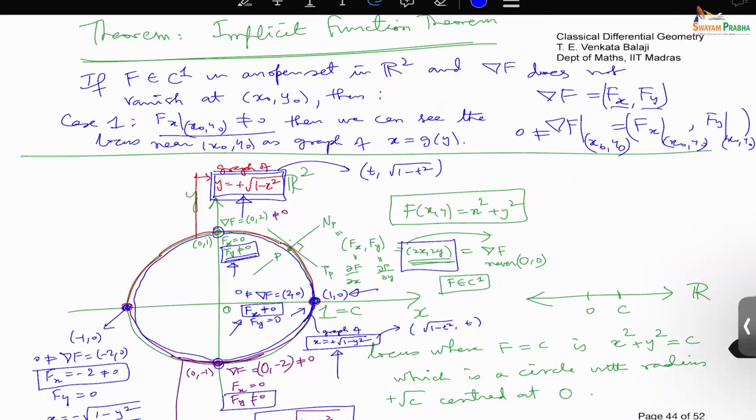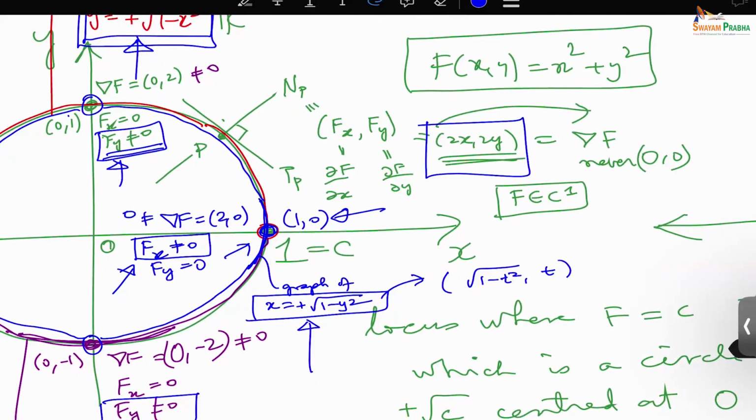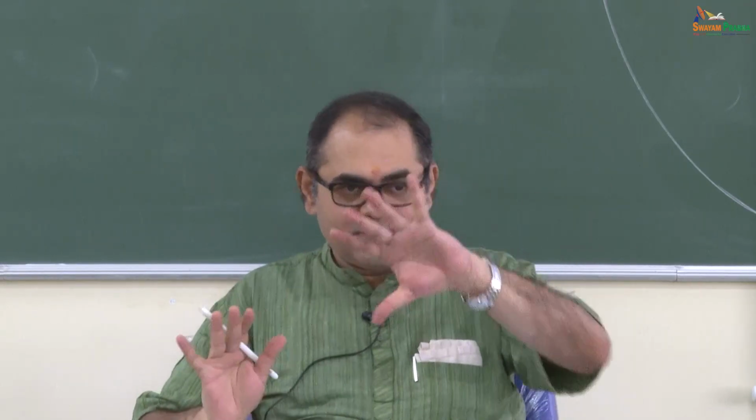Let me repeat it again. If fx is not 0, you are able to write x as a function of y. That means x becomes a dependent variable, and y is the independent variable, the other variable. So x is a function of y, which I am writing as x equal to g(y), and its graph is exactly the locus there locally.